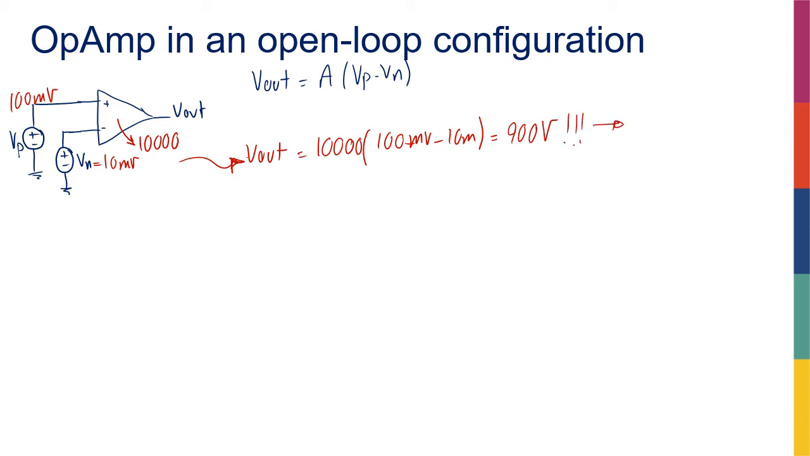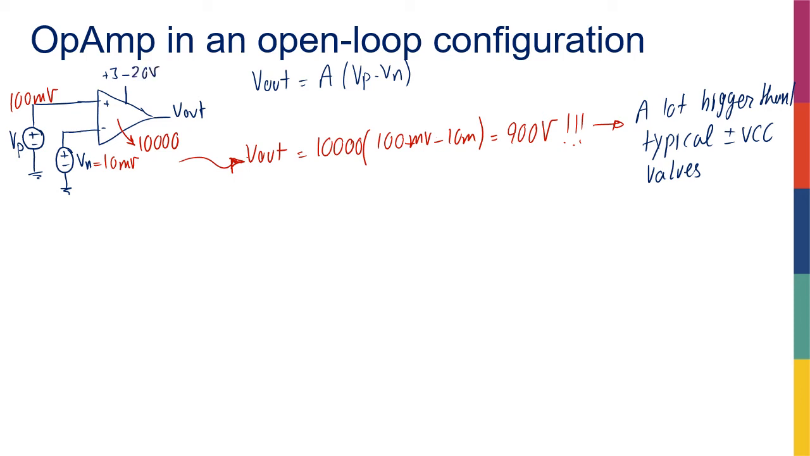That is a lot bigger than any kind of normal supply, right? A lot bigger than typical V plus minus VCC values, right? So you can imagine that typical VCC are around, like, we have op amps whose VCC is as small as plus 3 volts or something like that. We have even down to 1 volt as well. Or we might actually see something up to 20 volts, but not much more than that, right?